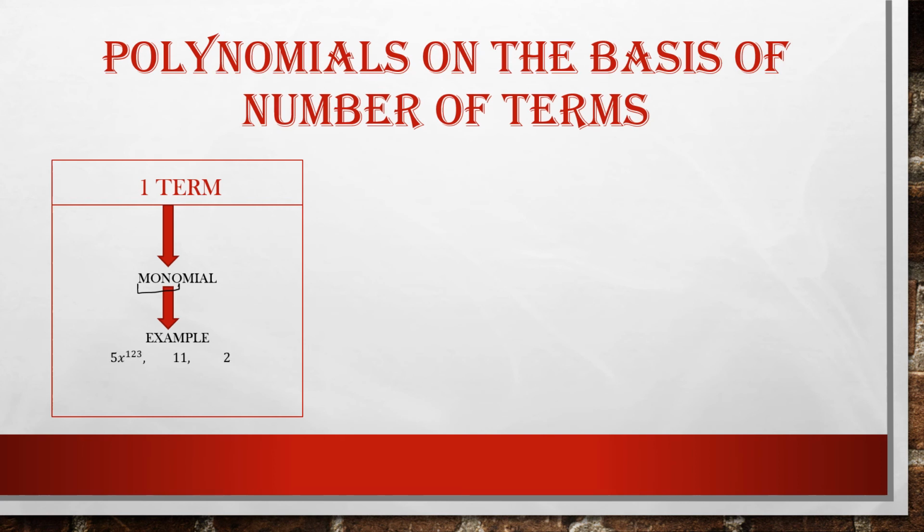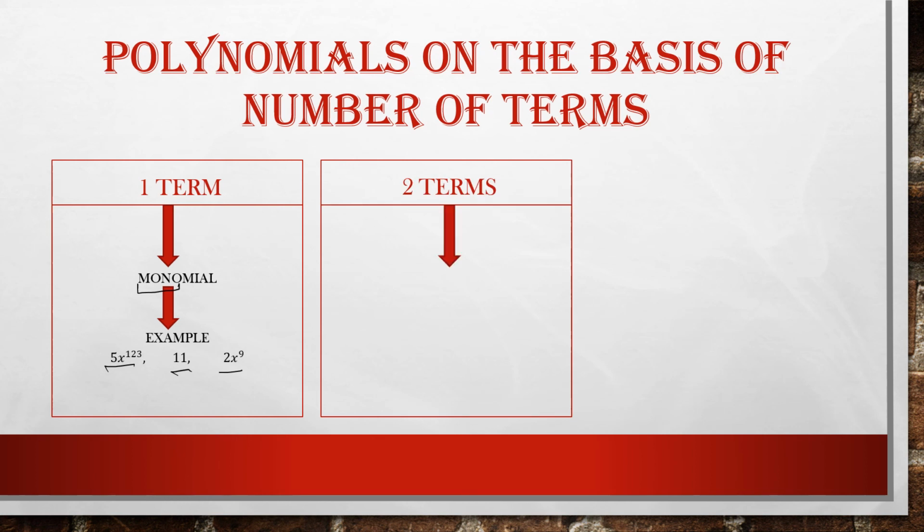Example 5x power 123, 11, 2x power 9. All these have single term. So these are called monomial. Monomial means one term. Two terms हो तो उसको हम लोग बोलते हैं binomial. Bi means two, like bicycle, right? So binomial means two terms. और इसके एग्जाम्पल है 11x plus 2, 9x power 15 plus 2x, x plus 10. See, all have two terms. So these are binomial.